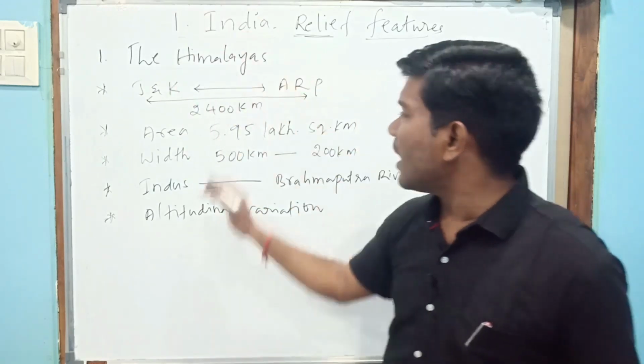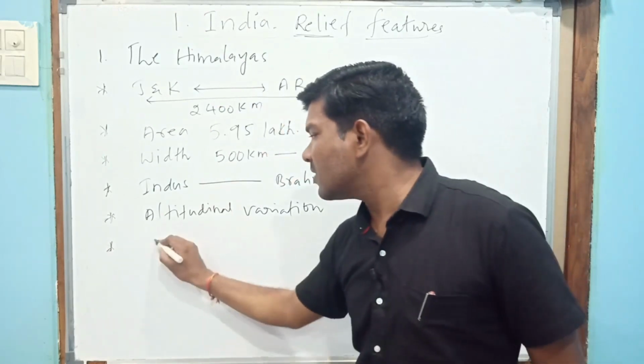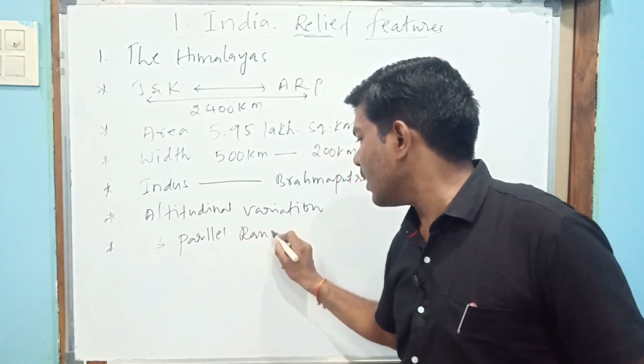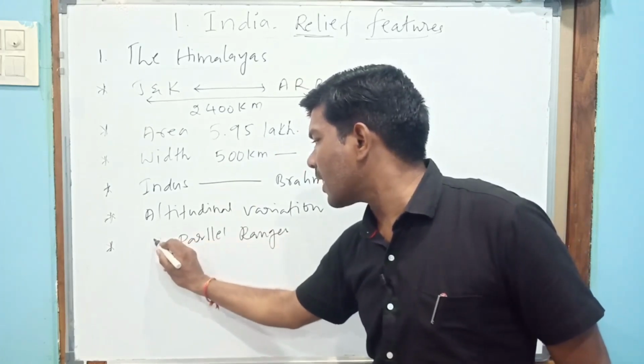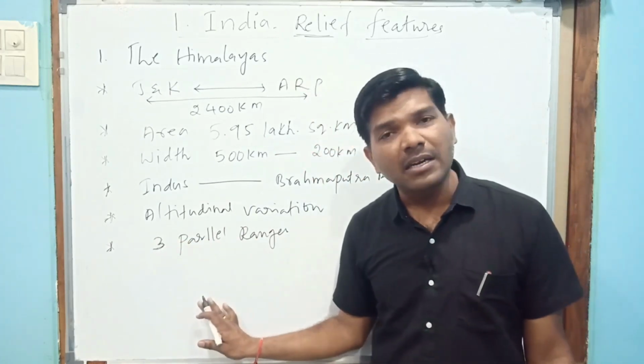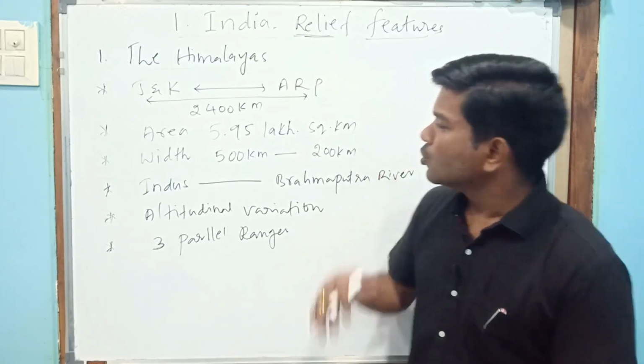And these Himalayas can be divided into three important parallel ranges. The Himalayas consist of three parallel ranges. So what are the three parallel ranges? Let's try to see at least one or two in this session. So hope you understand.